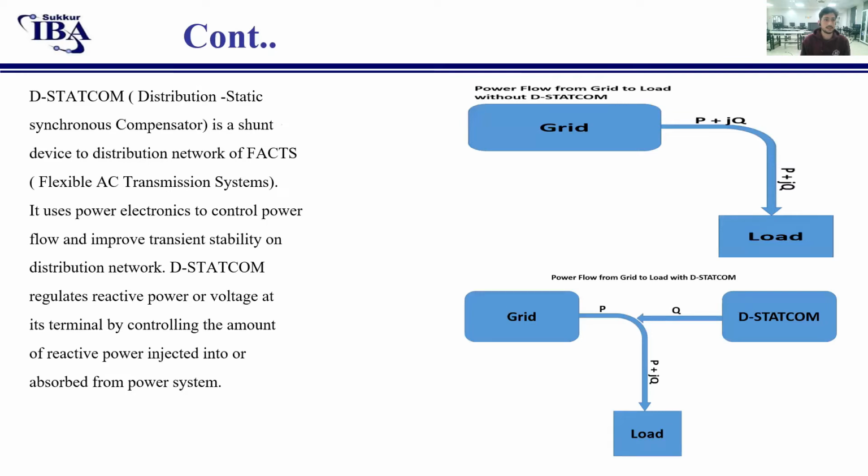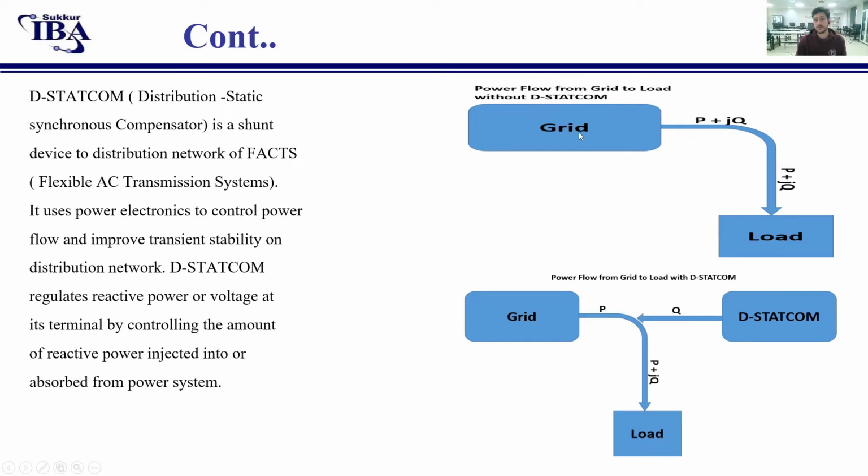STATCOM for distribution is called distribution static synchronous compensator. DSTATCOM is a shunt device belonging to the FACTS family, flexible AC transmission system devices. It is used for electronic control of power flow and to improve transient stability in the distribution network. DSTATCOM regulates reactive power or voltage at its terminal by controlling the amount of reactive power injected into or absorbed from the power system. Basically, it is connected to the system as a shunt device.